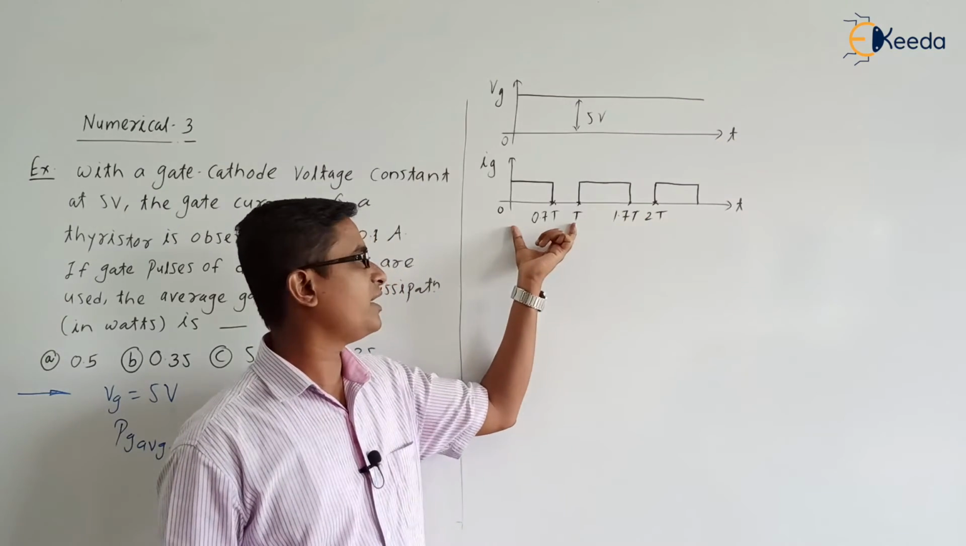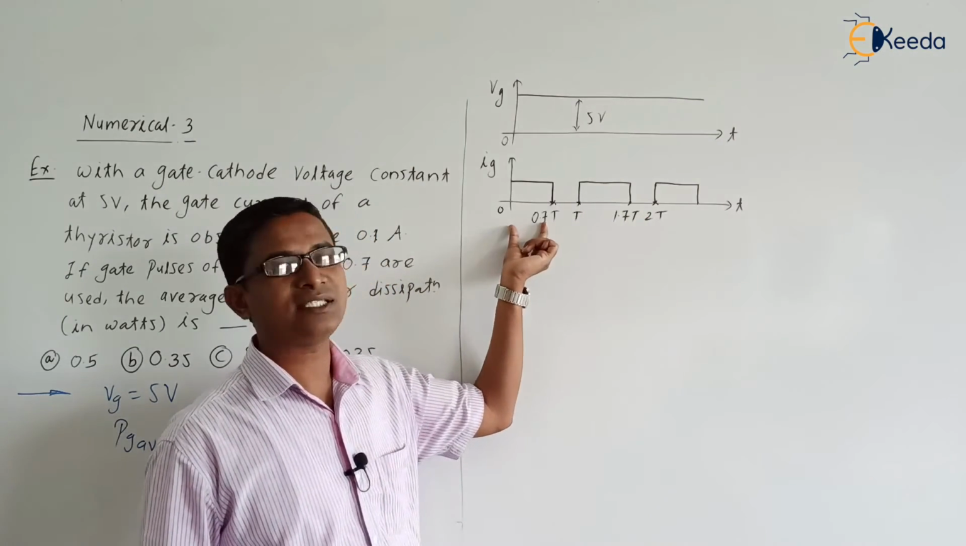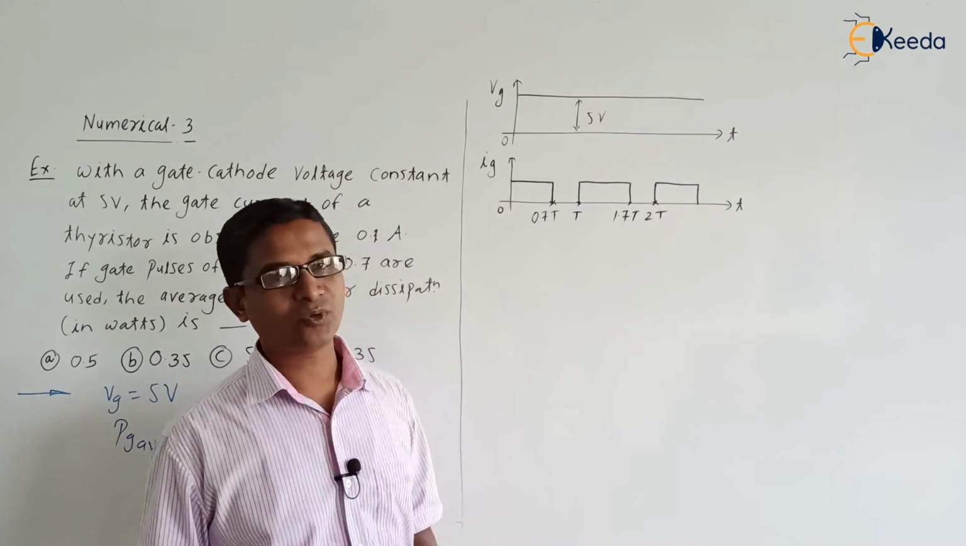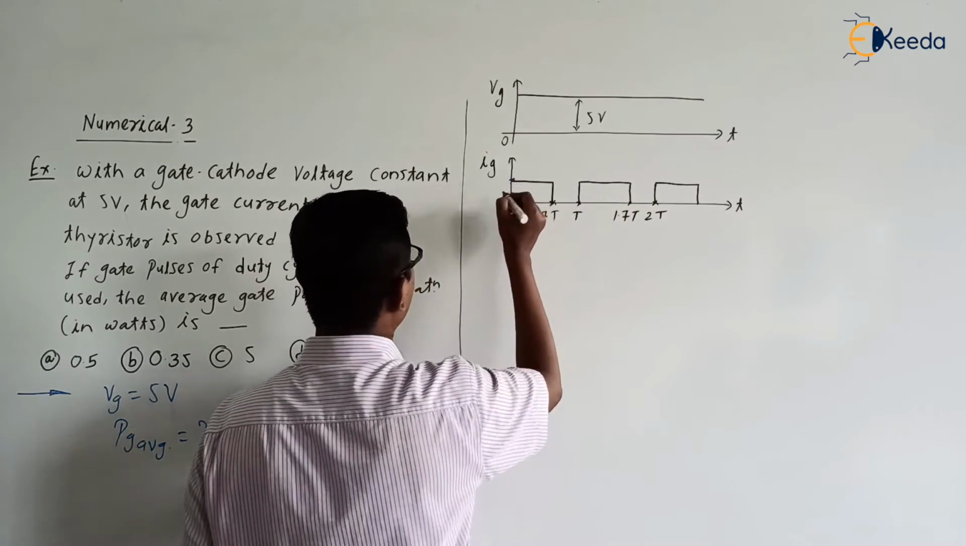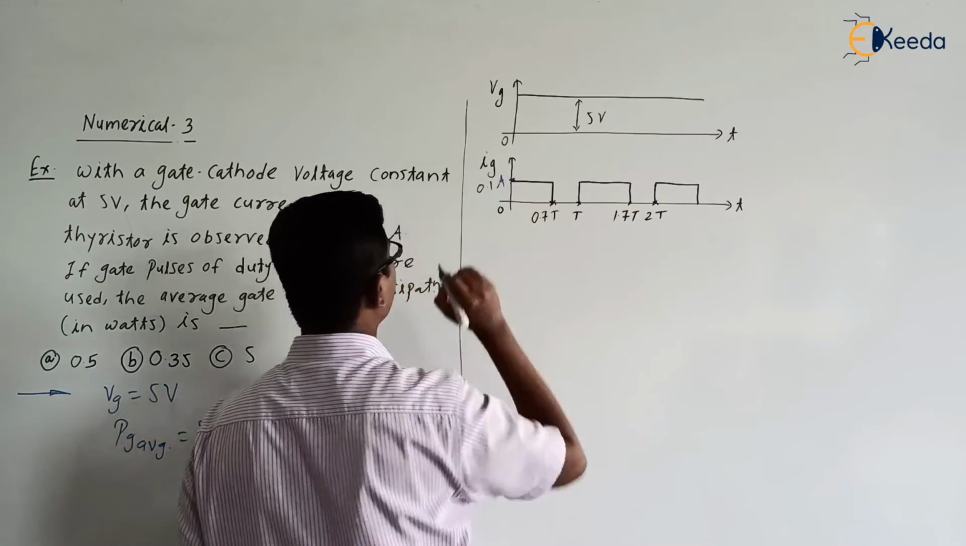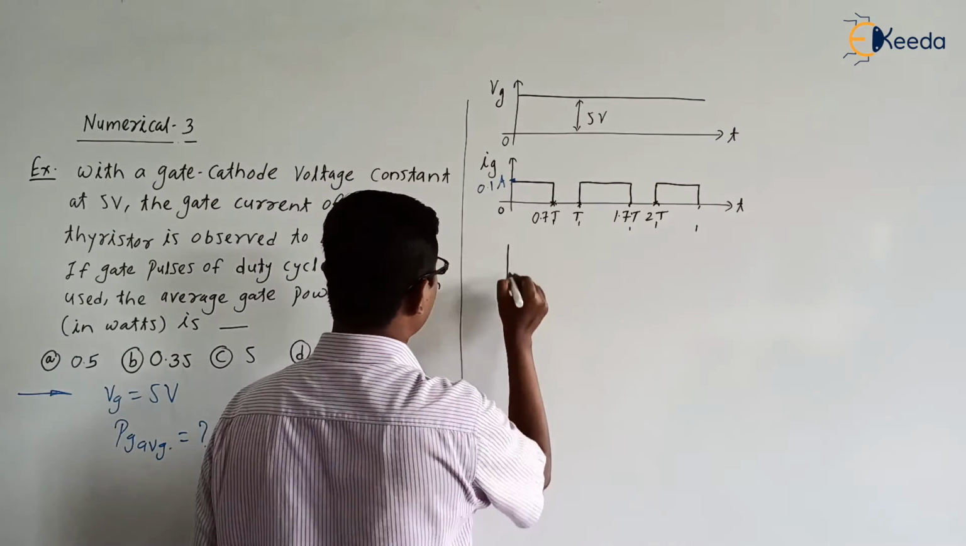So what is the period? Period is capital T and on time is 0.7T. As I said, the duty cycle is on time, that is 0.7T, divided by the total time. So it is 0.7T by T, so it is 0.7. What is the magnitude of the gate current? It is 0.1 ampere. So from this Vg and Ig we can draw the Pg curve, right?